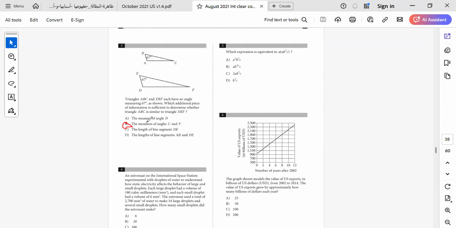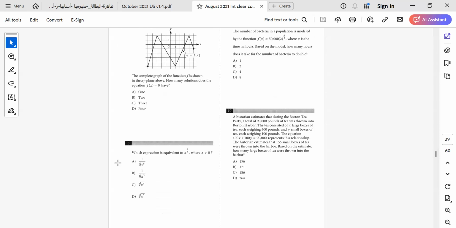So open it in front of you also. Tell me what you have in the first 10 questions. What after question 3? Question 7. Question number 5.